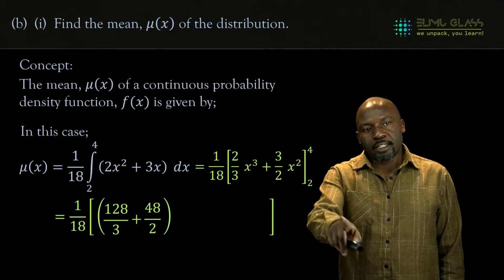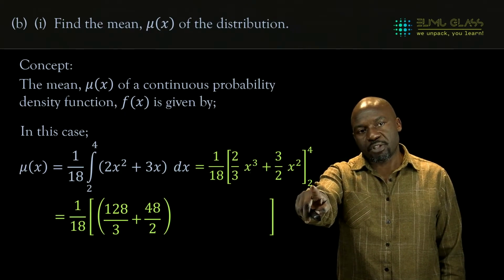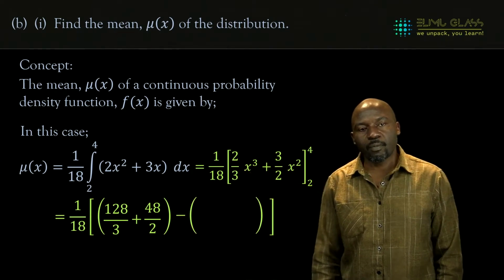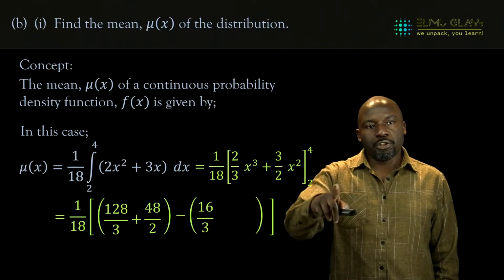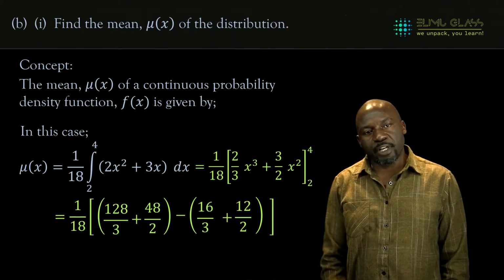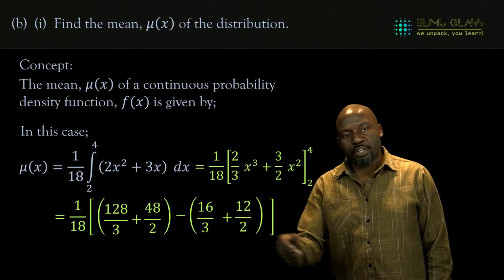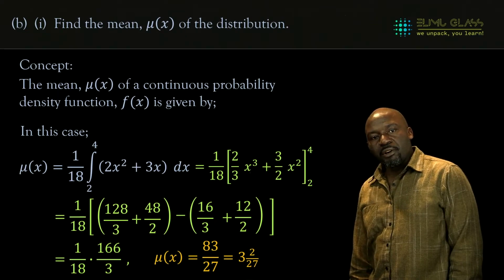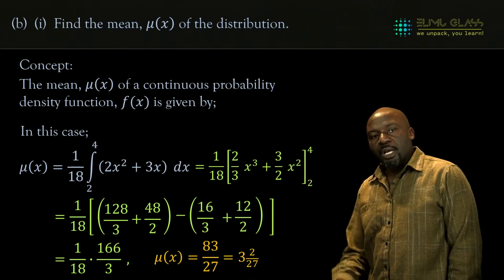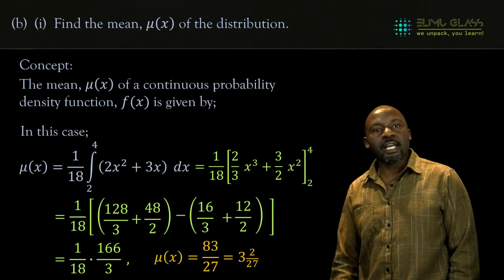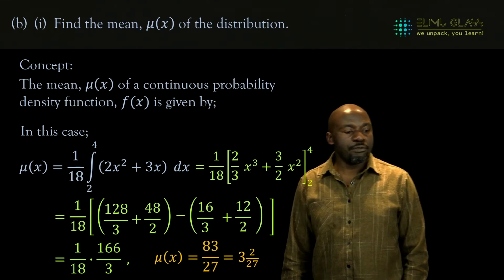Then we subtract what we get when we substitute 2 in the same way. So like this. In the second bracket, if we substitute 2 into the first term, we get 16 over 3, and if we substitute it in the second term, we get 12 over 2. When we simplify this, we get that the mean of the distribution is 83 on 27, which is about 3 and 2 over 27. You can leave your answer like that. If you have a calculator, you can turn that into decimals. It doesn't really matter. So that is how we determine the mean of the distribution.